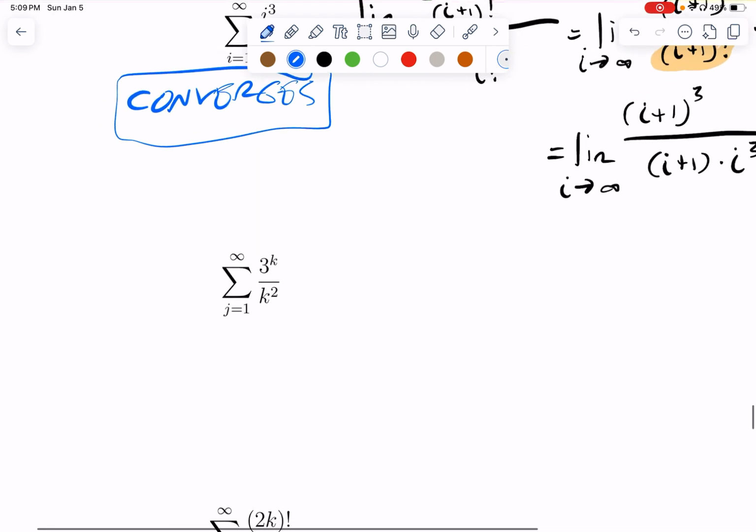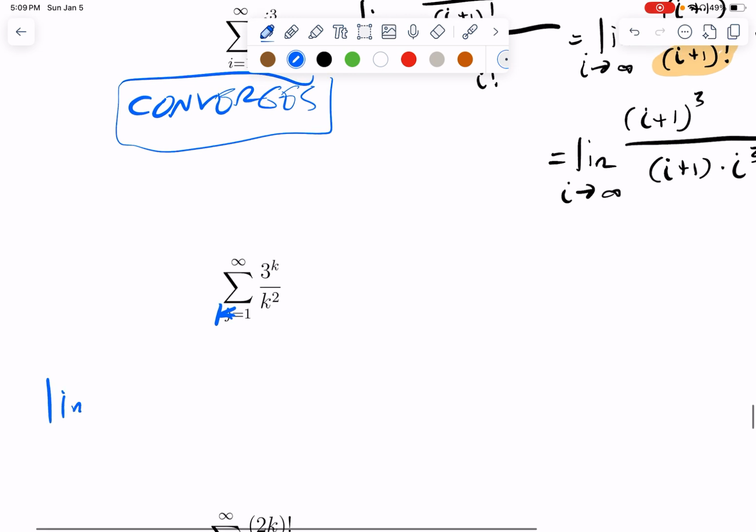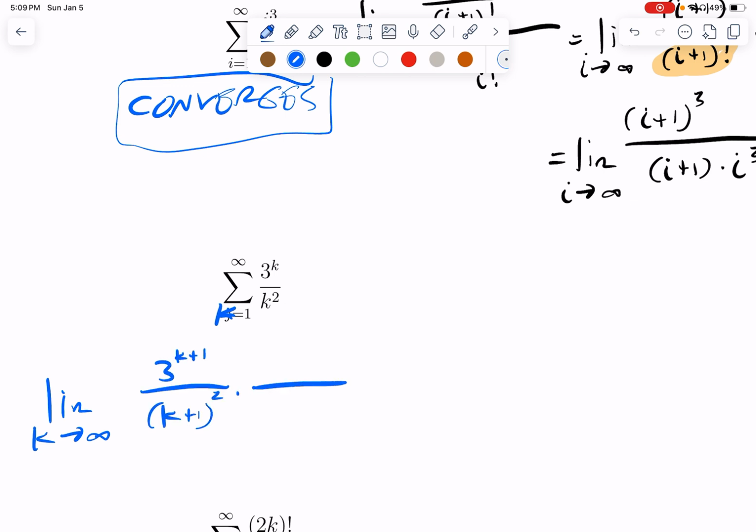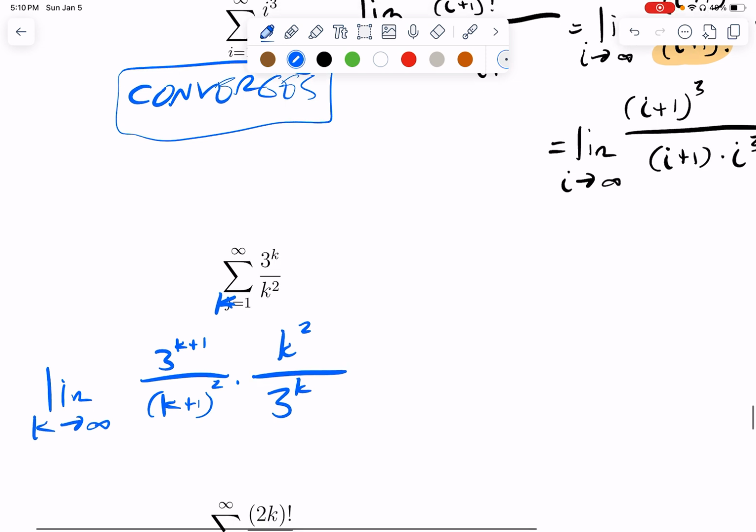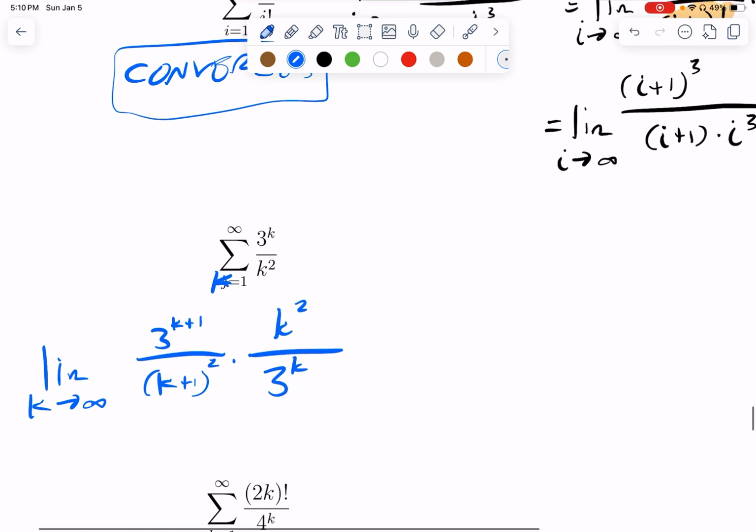Let's do the same thing here. Let's make those agree. That should have been k. So I can do the limit as k goes to infinity of the k plus 1 term would look like this. And then we'll just multiply by the reciprocal of the k term. Rather than even writing that intermediate step, we can just go ahead and say it's the k plus 1 term times the reciprocal of the k term, because otherwise we'd be dividing by that fraction.